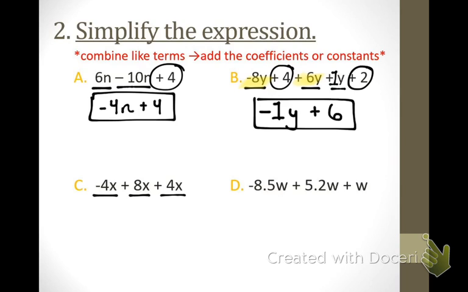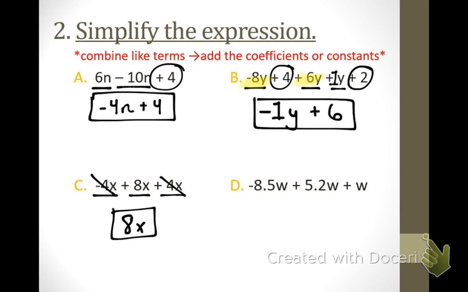Does anyone see opposite terms in problem C? Taylor, what are they? Negative 4x and 4x. Guess what happens to negative 4x and 4x? They become a 0. Listen, you could just go like this, and what's left, guys? 8x. All right? 8x. Looking for opposites. That's one of those shortcuts that can make your problem super simple.